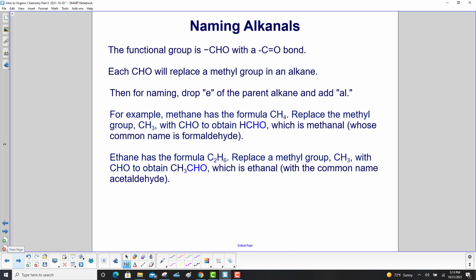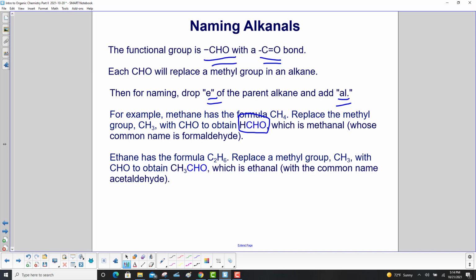Naming alkanals. The functional group is CHO with a double bond between the carbon and the oxygen. Each CHO, carbon, hydrogen, oxygen, will replace a methyl group in an alkane. Then for naming, drop the E of the parent alkane and add al. For example, methane has the formula CH4. Replace the methyl group, CH3, with CHO to obtain HCHO, which is methanal, whose common name is formaldehyde.